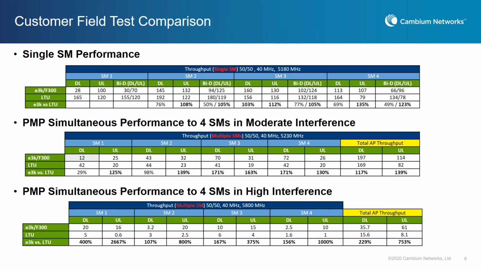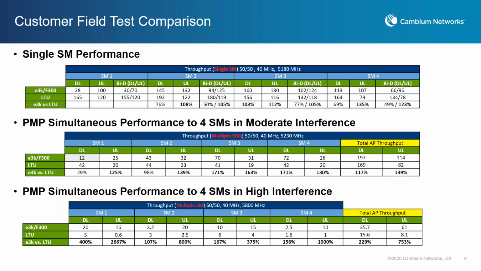Let me give you an example. I mentioned LTU. That's a product from Ubiquiti Networks, and they recently started shipping this LTU product. I wanted to show field results from one of our customers who did a side-by-side comparison between the ePMP 3000 and LTU, just because they wanted to see how it would behave. They set this up with the exact same location for the AP and the exact same locations for 4 SMs, to look at the relative performance of the two technologies.